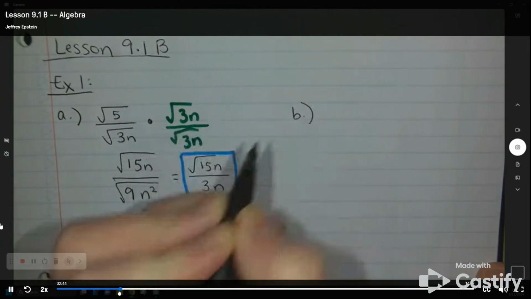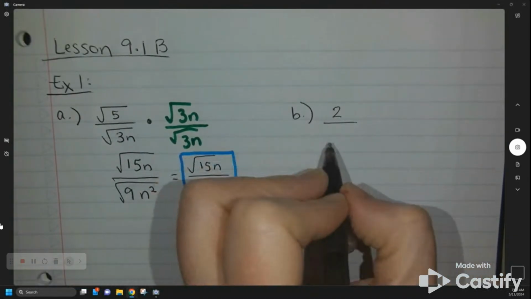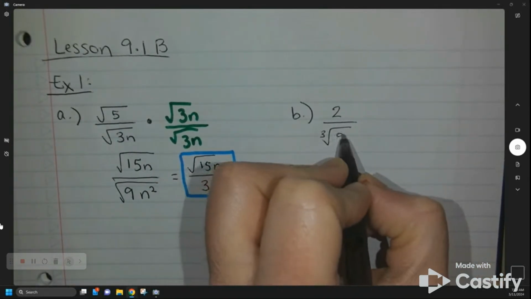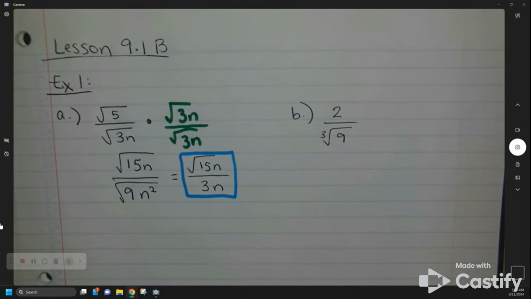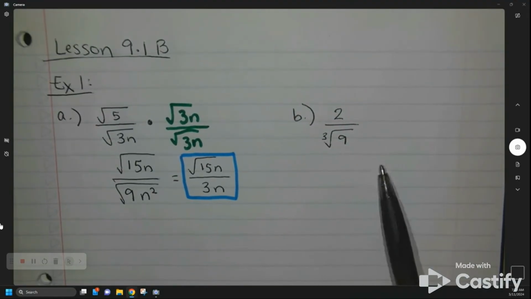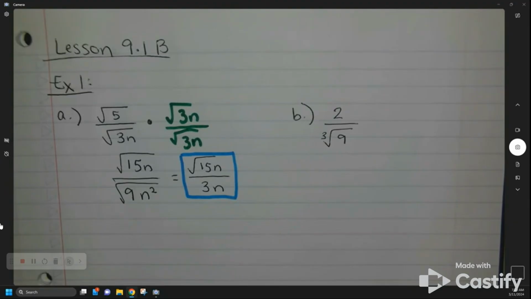For letter B, we have 2 over the cubed root of 9. So when I'm thinking about this one, remember I am attempting to get rid of the radical, right? So if I simply did the cubed root of 9 times the cubed root of 9, that's not necessarily going to undo that radical that I'm looking for, right? Because this one is a cubed root. But if I think about my perfect cubes, right? I think to myself, well, 27 is a perfect cube, right? 3 times 3 times 3 is 27.